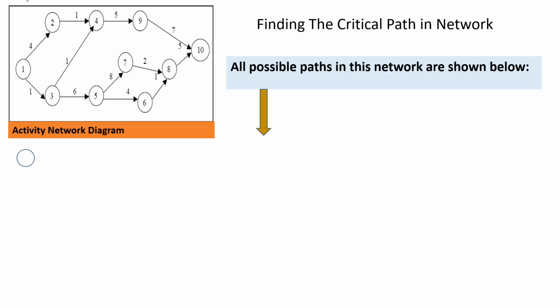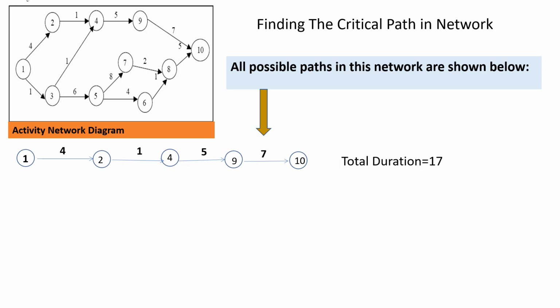The first path is 1 to 2, 2 to 4, 4 to 9 and 9 to 10. Okay, this is the first possible path in the network. Now duration of 1 to 2 activity is 4, 2 to 4 is 1, 4 to 9 is 5 and 9 to 10 is 7. You add up all these activities duration and the total duration of this path is 17.